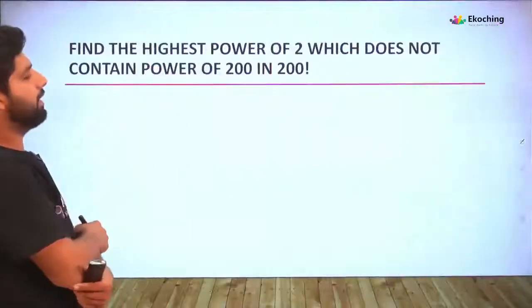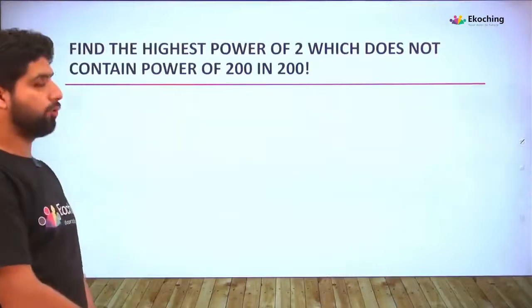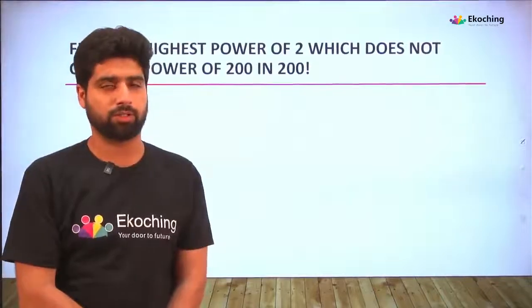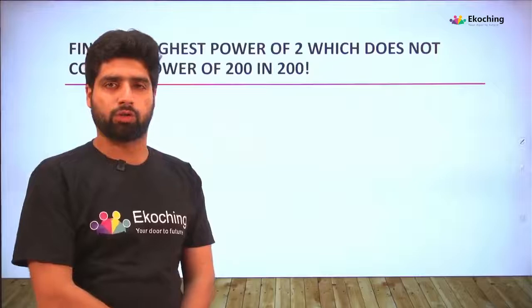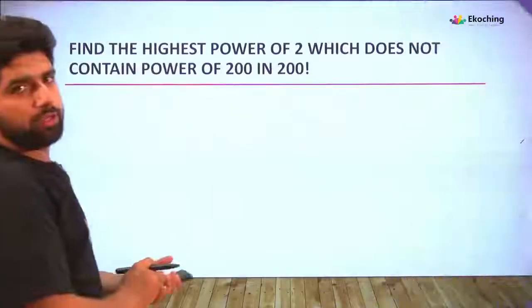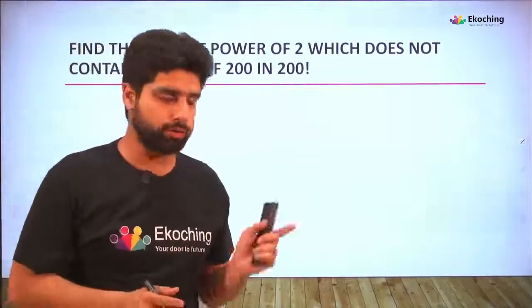We need to find the highest power of 2, which does not contain power of 200 in 200 factorial. Again, a very important concept. So again, I request you to pause this video for 2 or 3 minutes and try to solve this question. Okay, so let's get back to this question and let's learn the concept, how to approach.